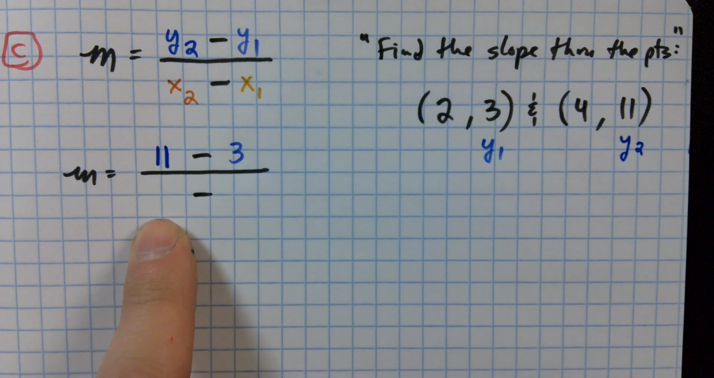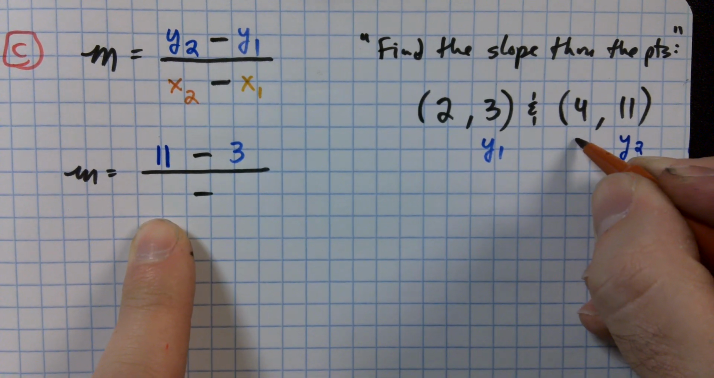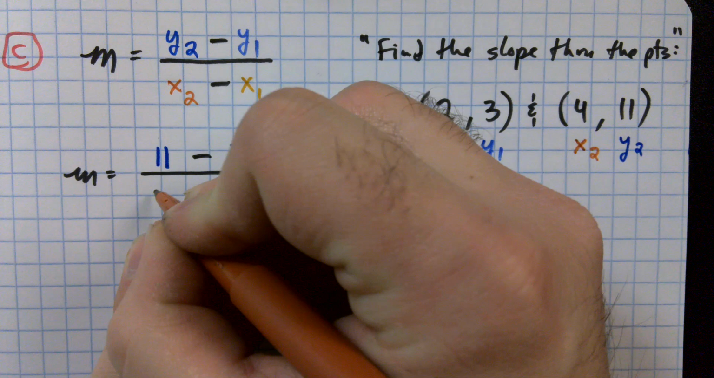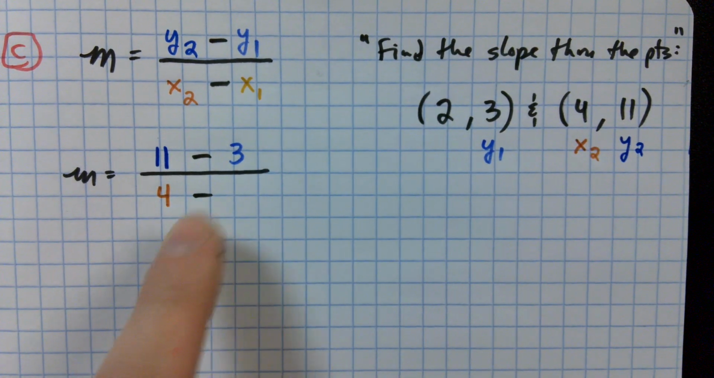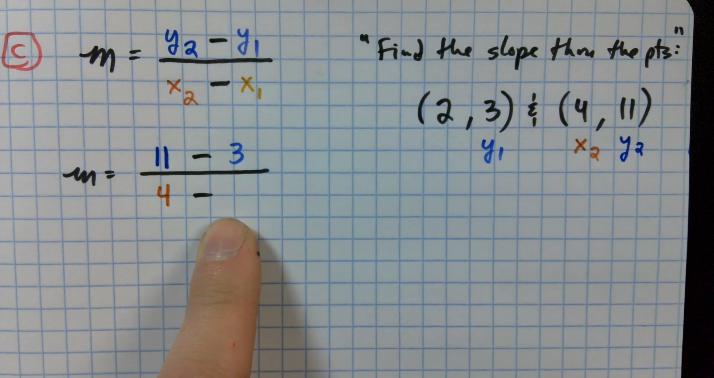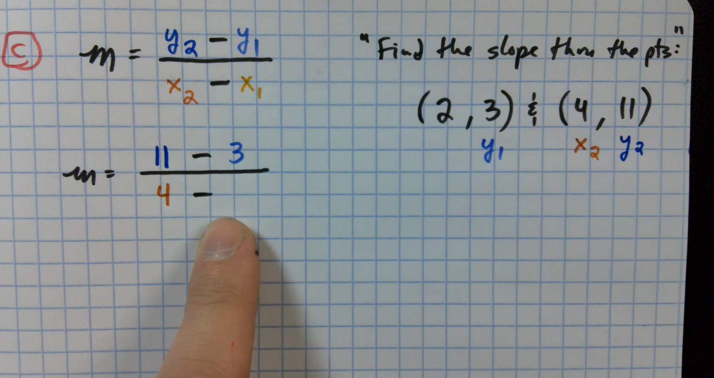On the bottom, I've got x2. What's my second x value? 4. 4 minus x1. What's my first x value? 2.